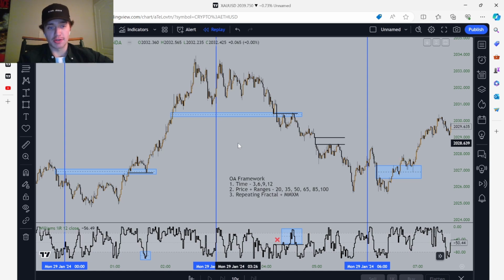So 3 o'clock is right in the middle of the London session. London session is from 2 to 5 a.m., and 3 is right in the middle of that. So that's going to be one of the times that we're going to want to focus on. 6 is kind of in a gray area because it's the end of the London session going into New York, as well as the end of the actual trading day on the indices and futures markets. So we don't want to focus on 6 as much as 3, 9, and 12.